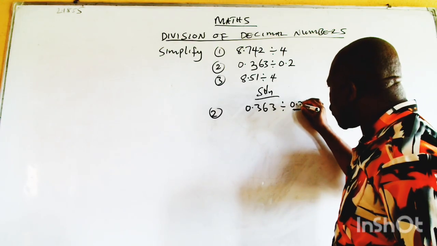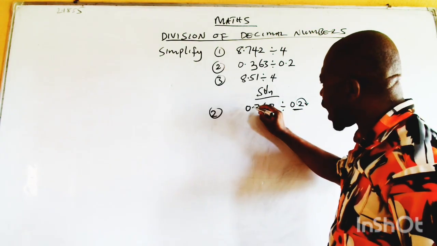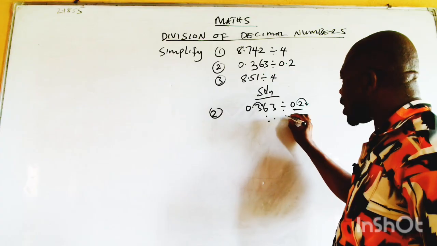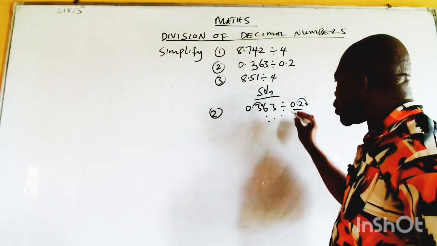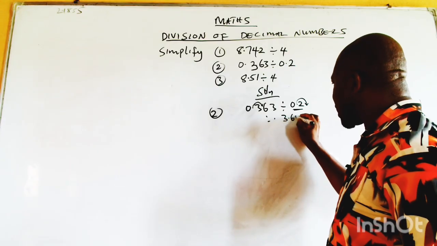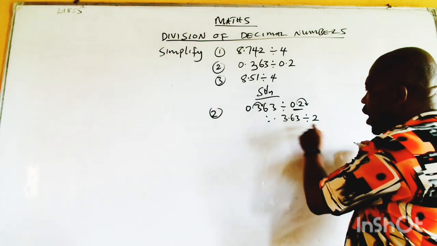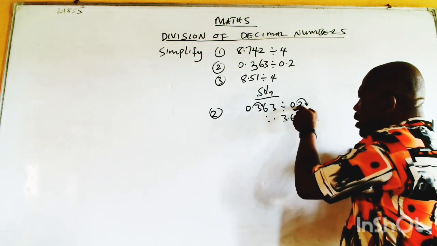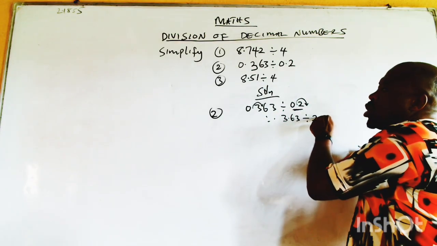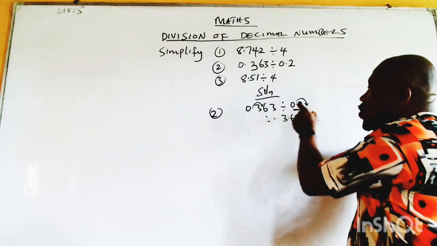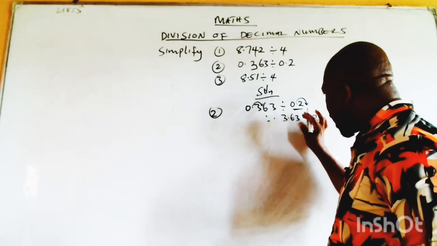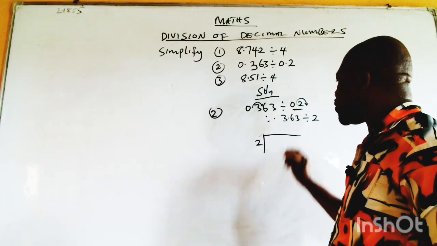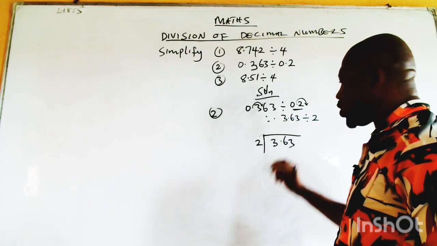So, if we shift our decimal point here, automatically this one will be shifted up to here. Therefore, we can now have that the new values will give us 3.63 divided by 2. We have made this a whole number by multiplying by 10, or by shifting the decimal point just once. If you shift once, this side you shift it once. If we shift twice, you shift this side twice. Now we can divide it. Now if we divide it, our divisor will come here, 3.63.